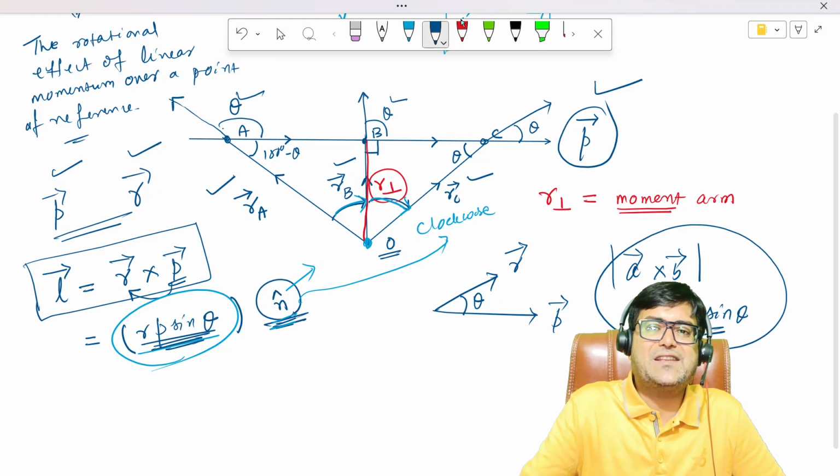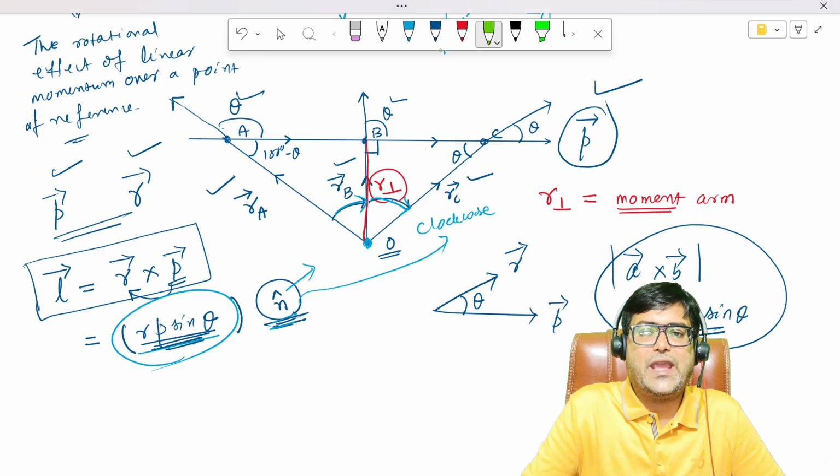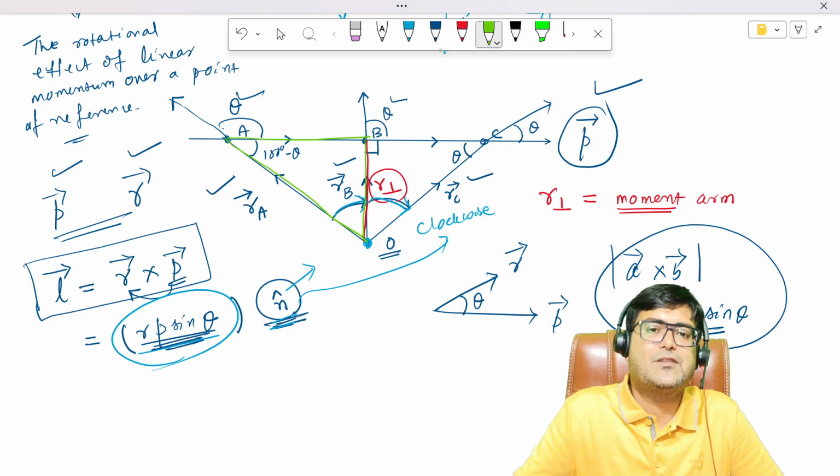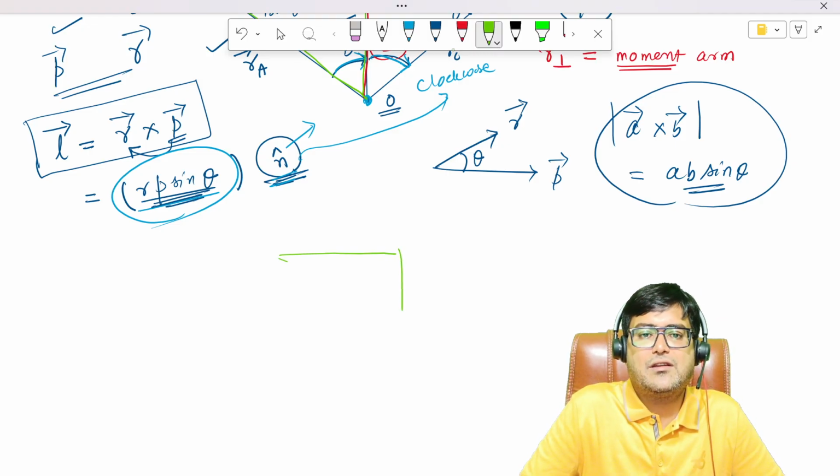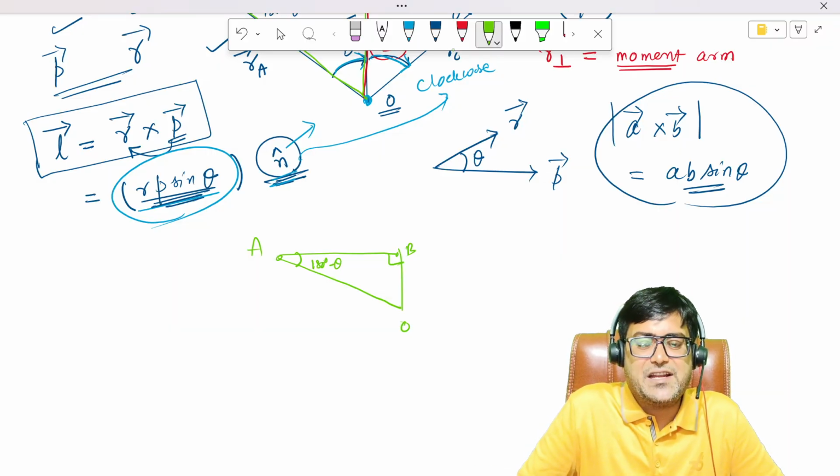Imagine if I take a triangle. Let's understand this triangle. Which triangle? This one. If you take the triangle OAB, like this tiny triangle OAB, right? So in that triangle, if I draw it for you, this is O, this is A, and this is B. It's 90 degrees. And what is this angle? 180 degrees minus theta. We have taken that already. It's a right angle triangle. Trigonometry can very easily be applied, right? And this is your r_A. O to A is the r_A magnitude, right?